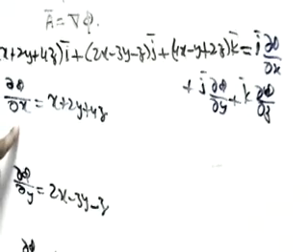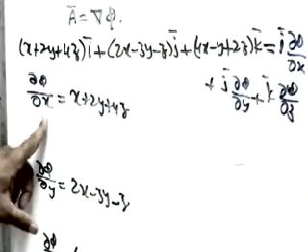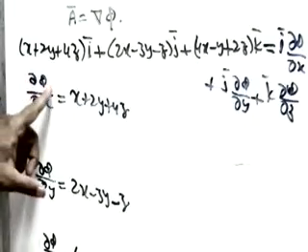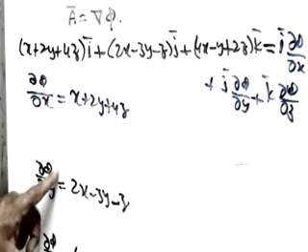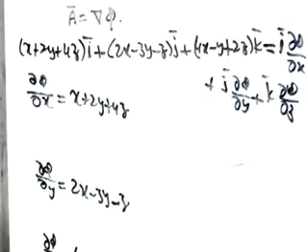Now watch carefully. How to solve? We'll get phi if we integrate this with respect to x. Integration and differentiation get cancelled, you get phi. If you integrate this with respect to y, you will get phi here.